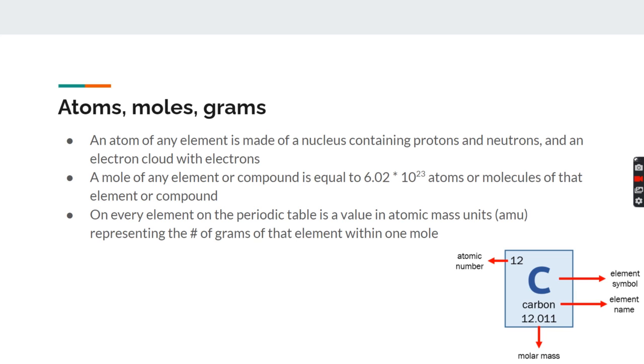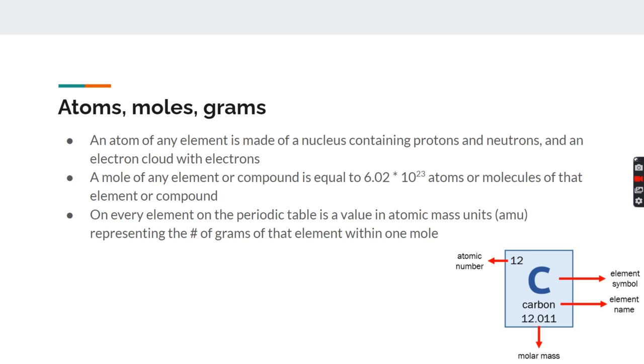and grams. So an atom is really just kind of the basic building block of life and of any object at all. It has a nucleus with protons and neutrons, and then it has electron clouds with electrons.